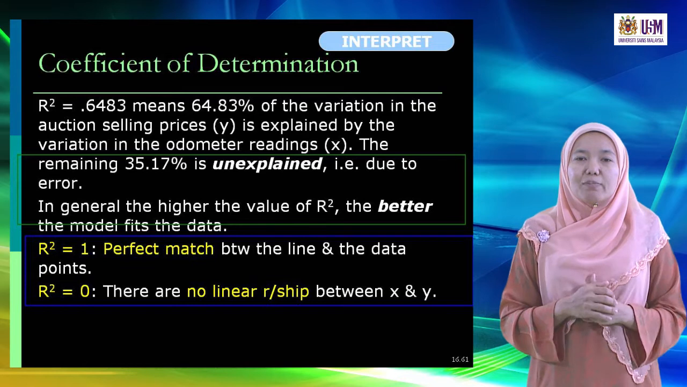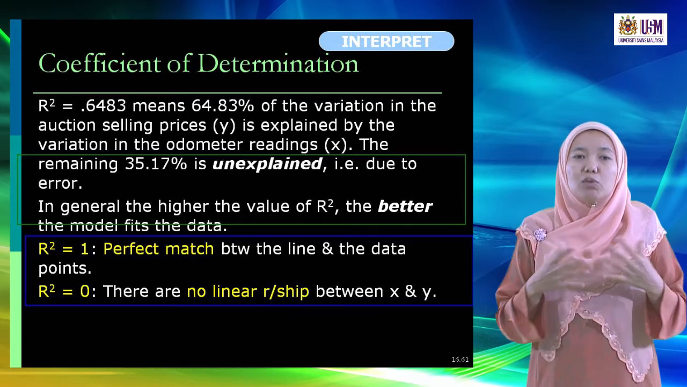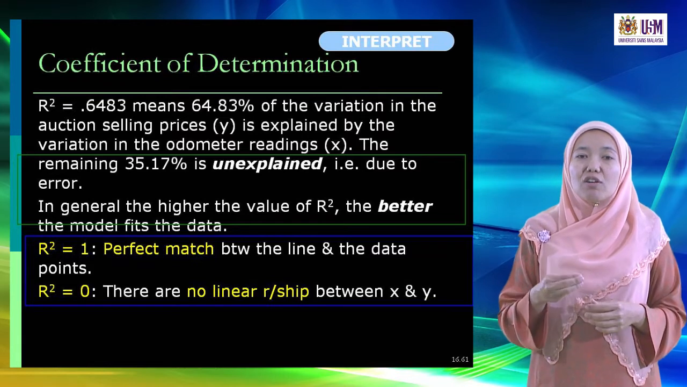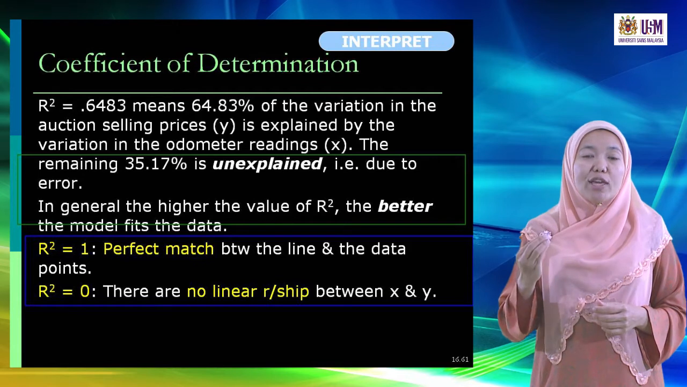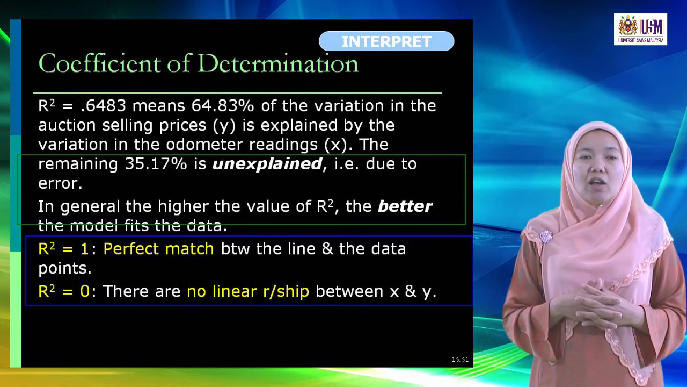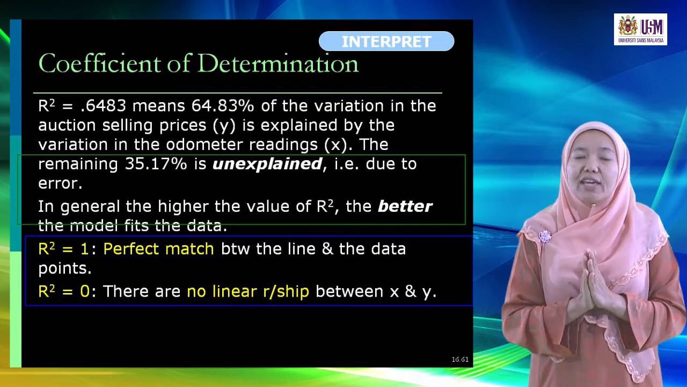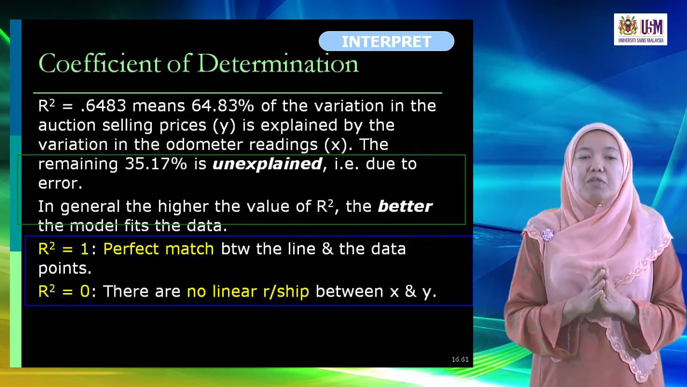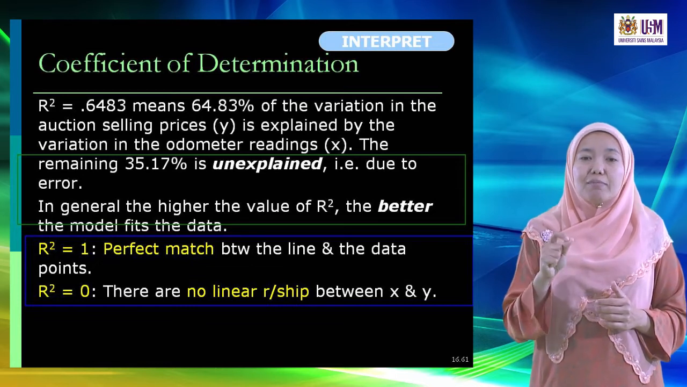I'm not concerned about just the calculation of R square. I'm more concerned about the interpretation of R square. So in this case, how do we interpret the coefficient of determination? What does R square equals to 0.6483 mean?